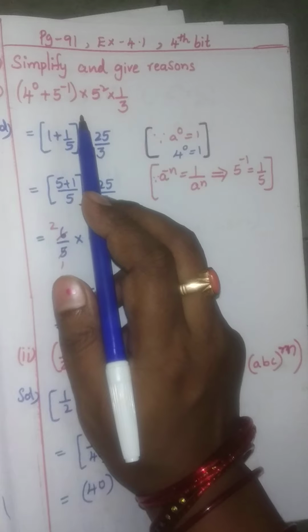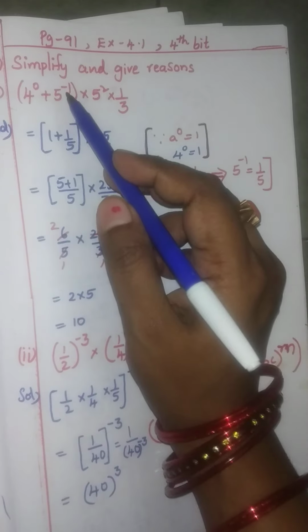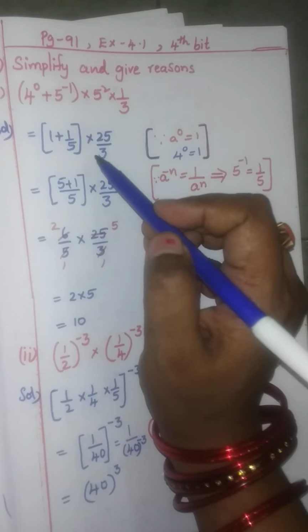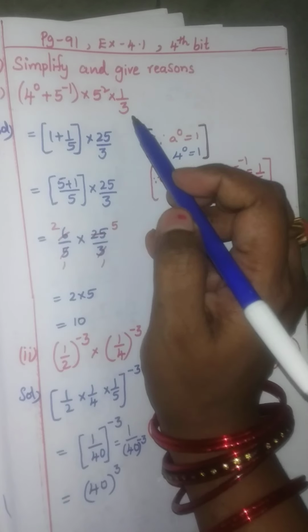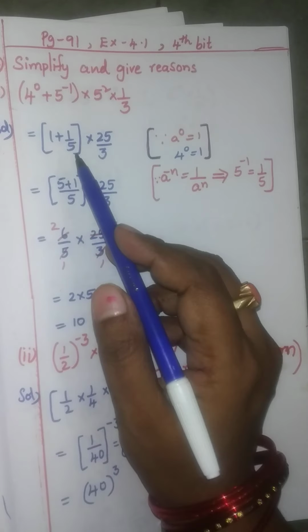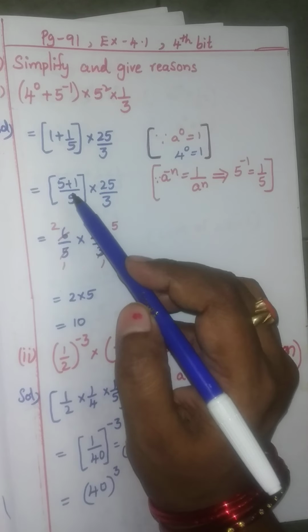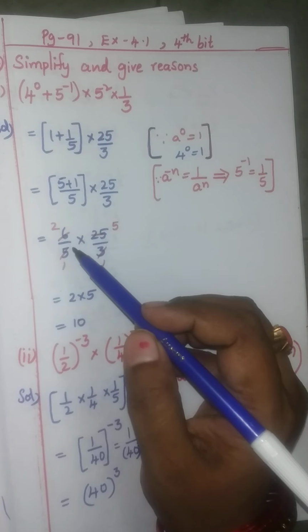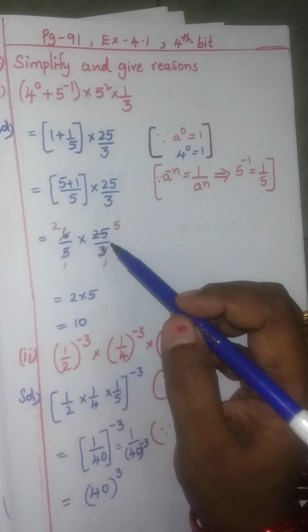5 power of minus 1. A power of minus n we can write as 1 by a power of n. So here we can write 1 by 5 power of 1, nothing but 5, into 5 square, nothing but 5 multiplied 2 times, it is 25 by 3. Now LCM of 1 and 5 is 5. 5 ones are 5 plus 1 by 5 into 25 by 3. 5 plus 1 is 6. 6 by 5 into 25 by 3.